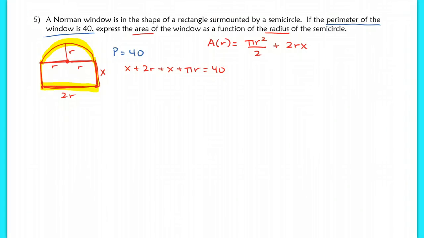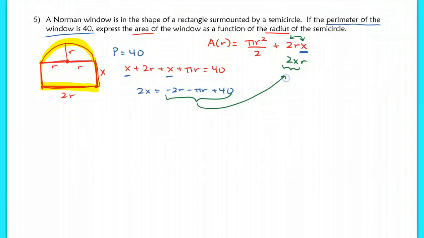Now, like we said before, we want to get rid of this x, so I want to solve in terms of x. I have 2x equals, and I'm going to move everything else over, so negative 2r minus pi r plus 40. The reason I'm leaving it as 2x is that I could divide all of this out and get a single x, but I noticed that on the other side, I have 2xr. If I substitute this entire thing for 2x, I save myself the trouble of dividing by 2 and then remultiplying it all back out by 2.